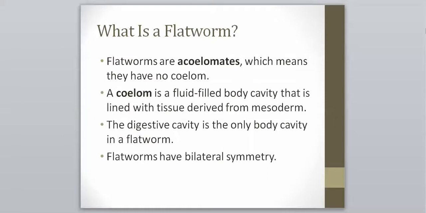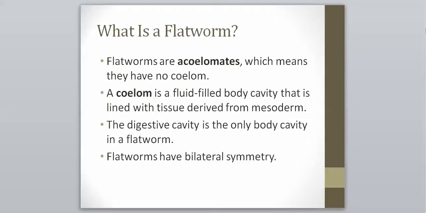Flatworms are known as acoelomates, which means they have no coelom, and a coelom is simply a fluid-filled body cavity that is lined with tissue derived from the mesoderm. This is almost going to serve like a defining characteristic between a lot of the worms. Some of the worms are going to have this coelom, and some are not. These ones do not have it, so they are acoelomates. Remember, anytime you put a in front of something, that means without. And the digestive cavity is the only body cavity in a flatworm, so there's really no other cavities besides just a big area for digestion.